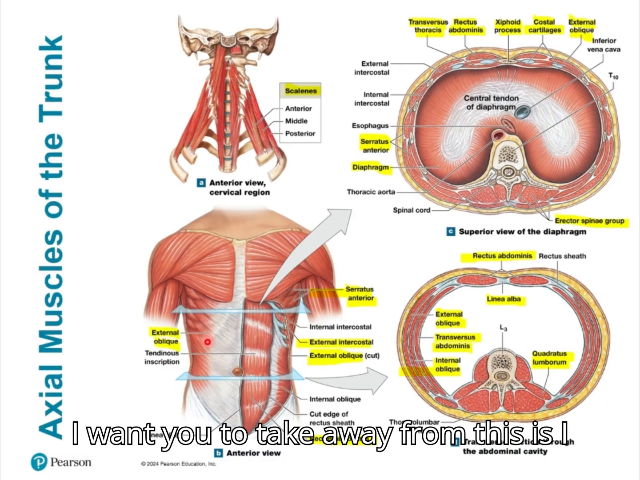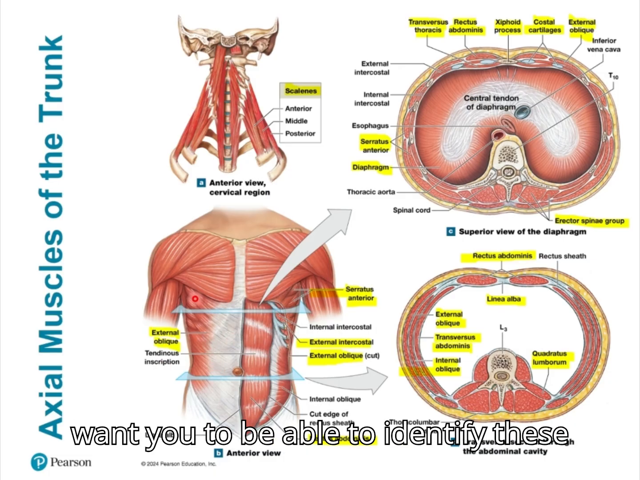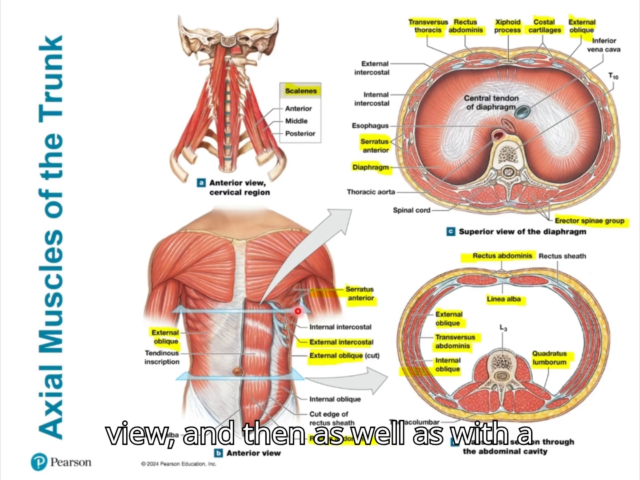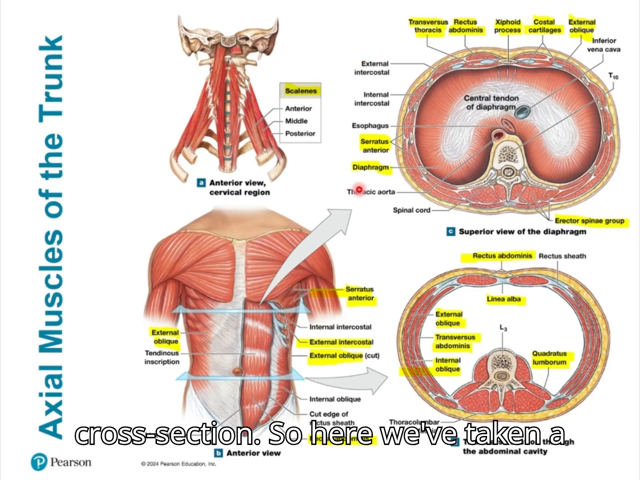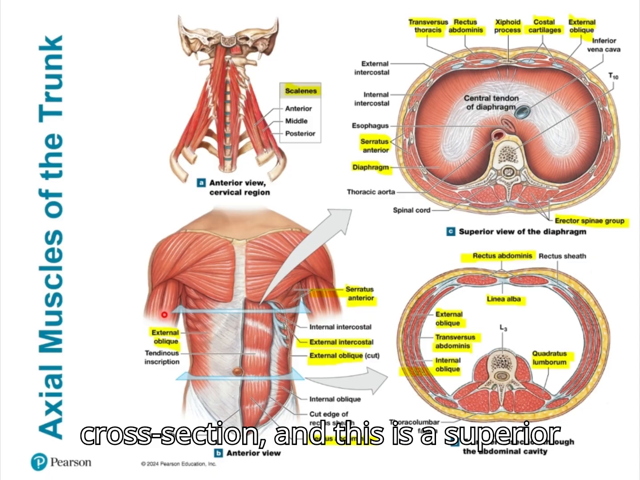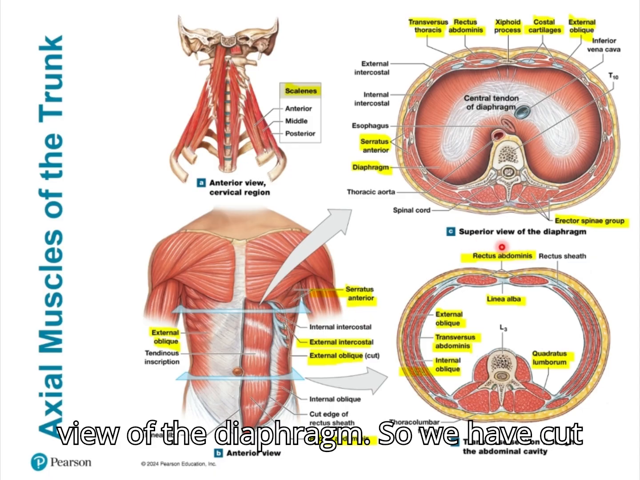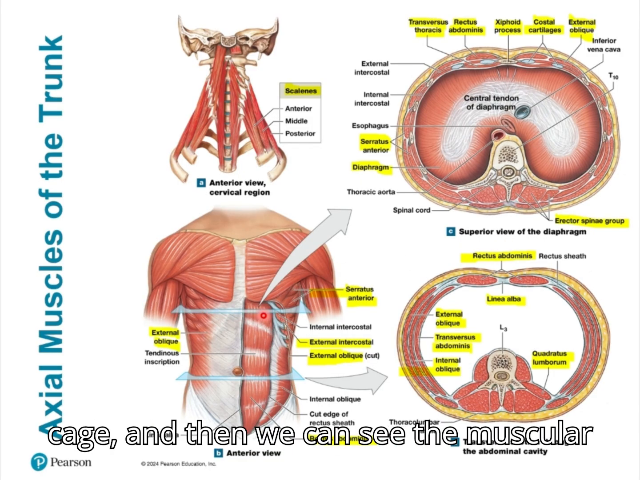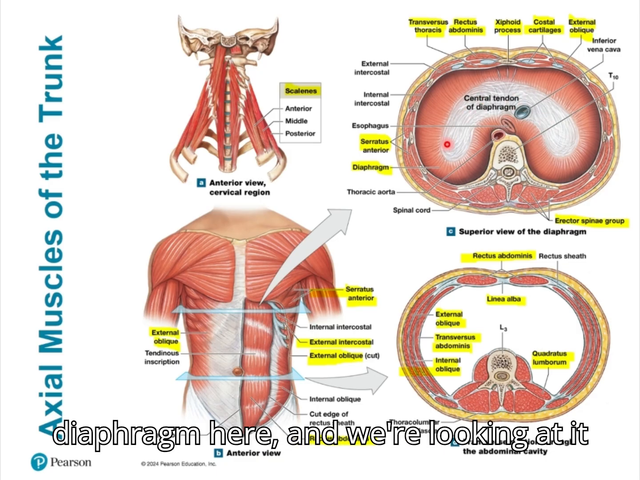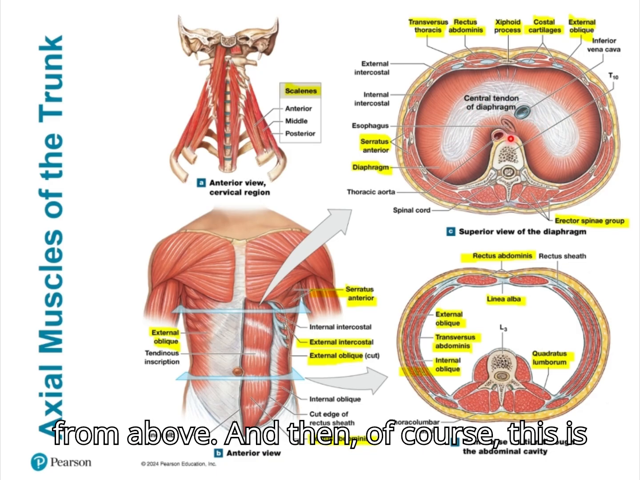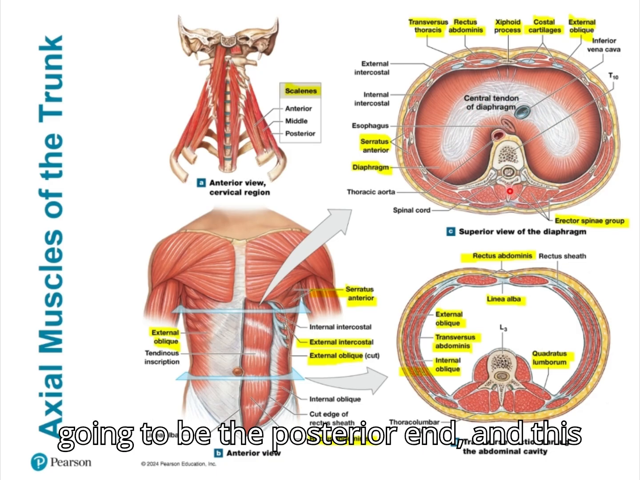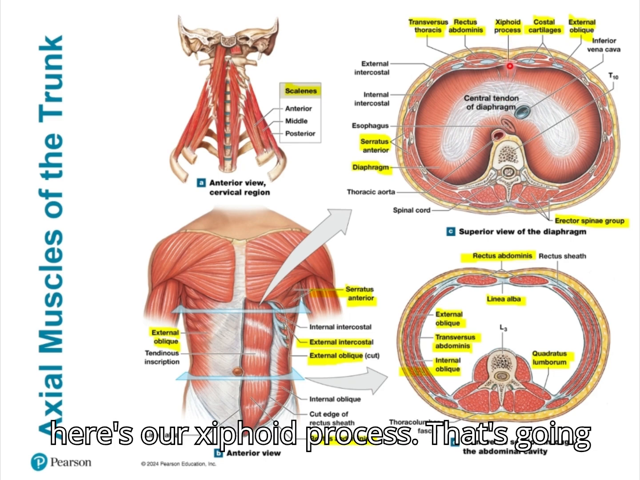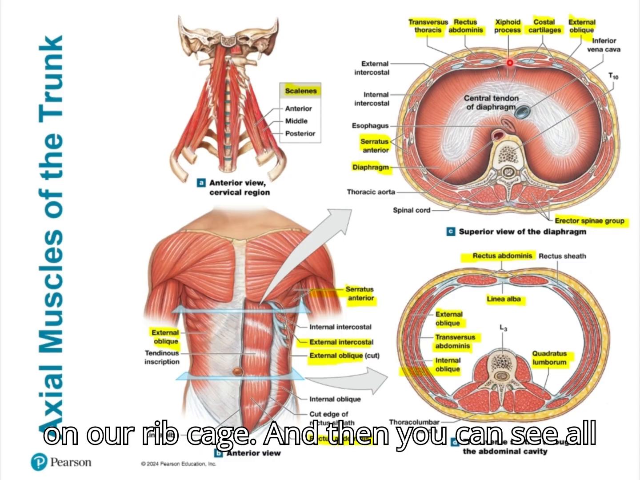One of the things I want you to take away from this is I want you to be able to identify these muscles based on whether you're seeing them from the superficial or anterior view, as well as with a cross section. So here we've taken a cross section, and this is a superior view of the diaphragm. So we have cut right here, right underneath the rib cage, and then we can see the muscular diaphragm here, and we're looking at it from above. And then of course this is going to be the posterior end, and this is going to be the anterior end. So here's our xiphoid process.